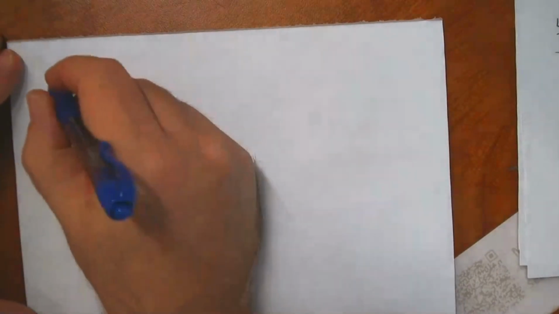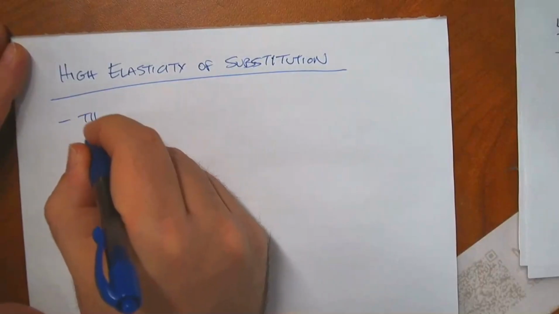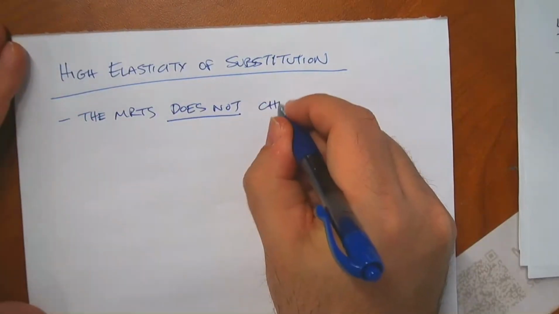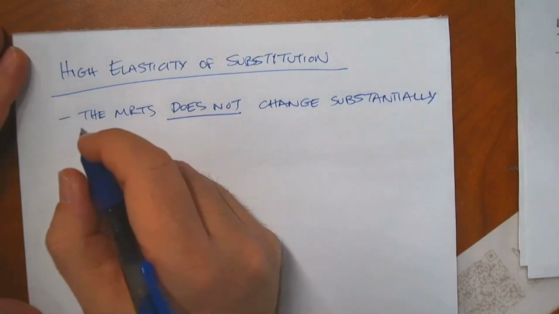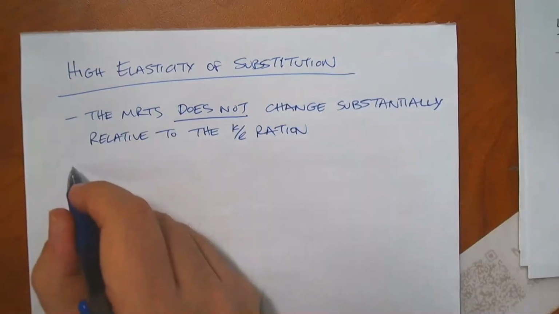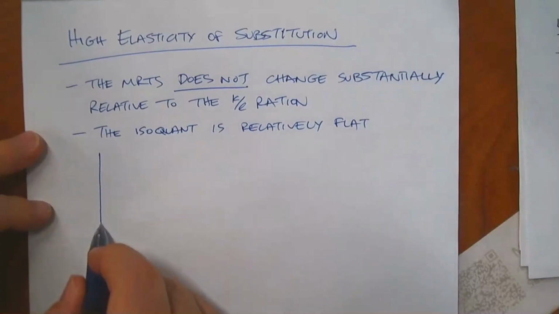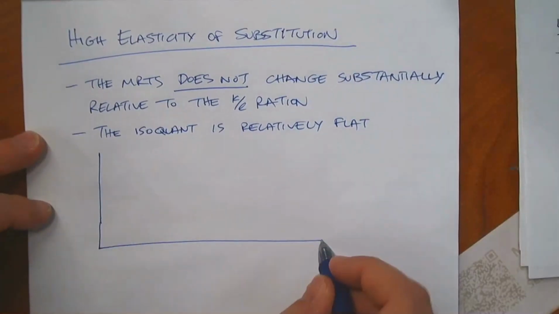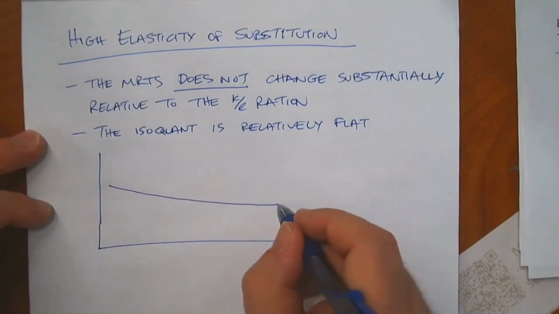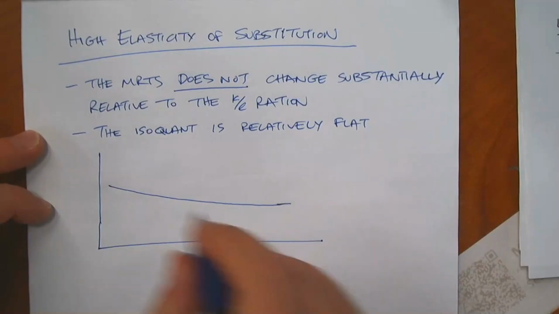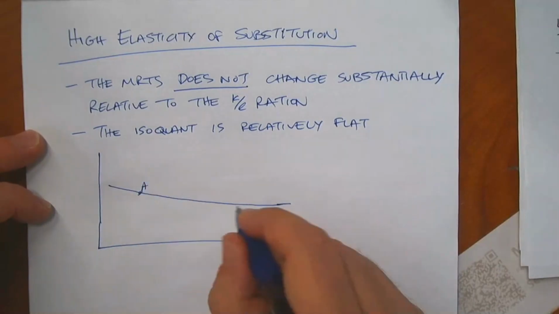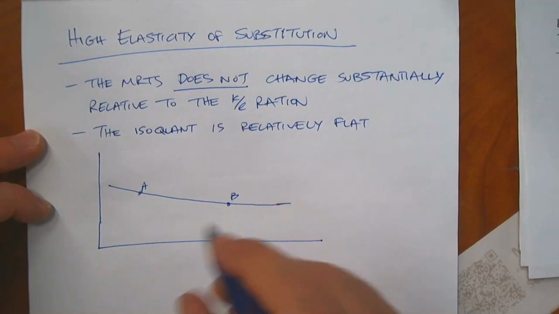So let's look at these curves in an additional way. Let's look at the case of a high elasticity of substitution. So here the MRTS does not change substantially relative to the capital to labor ratio. So the isoquant is relatively flat. I'm going to draw this so you can see how that works. So you have maybe an isoquant that looks like this. You have point A here, point B here.